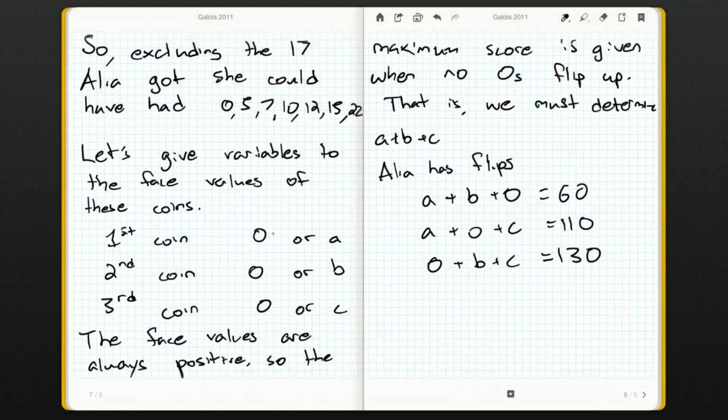Now, for those of you who aren't as familiar with variables, you might be saying, well, how do you know A plus B is 60? Why couldn't A plus B be 110? And the point is, it doesn't matter. It really doesn't.